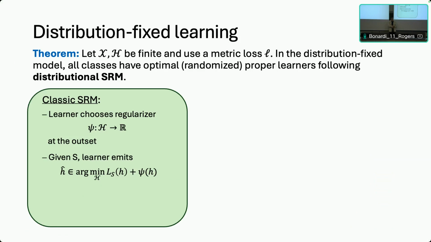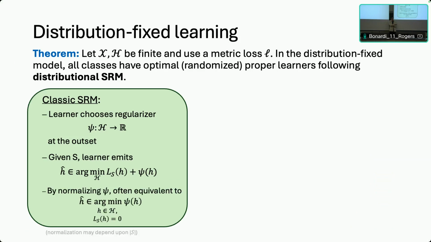And since we're in the realizable case, oftentimes this is the same thing as just minimizing psi, subject to a hard restriction on having zero empirical error. I can oftentimes just normalize psi, and it's just, I restrict to interpolating functions, and I minimize psi. Okay, so this is classic SRM. You might have seen this before.